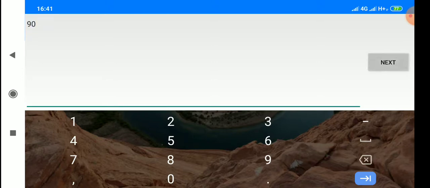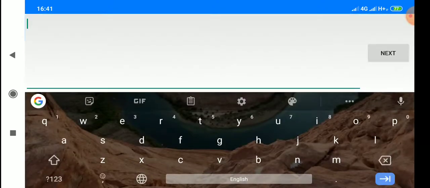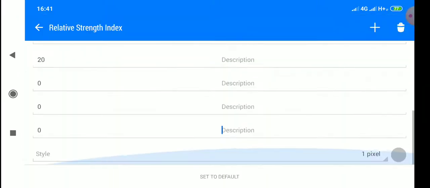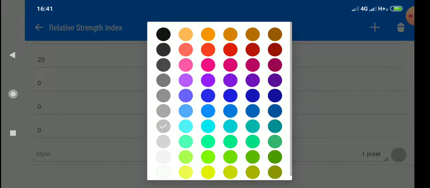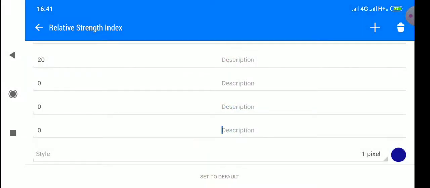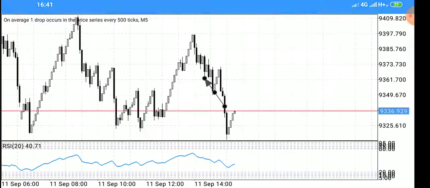90, next, 85, next, 15, next, 80, next, and 20. I actually use 70 and 32, but what's the essence of that? Because I'm not even confident enough to enter at 70 or 60 like that. So then the pixel, you can use any pixel you want to click down.